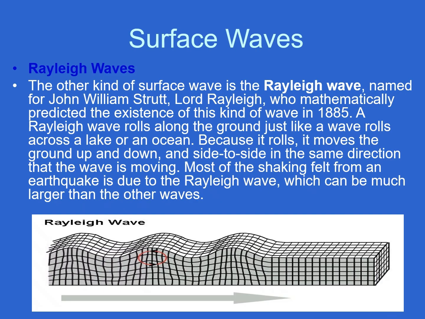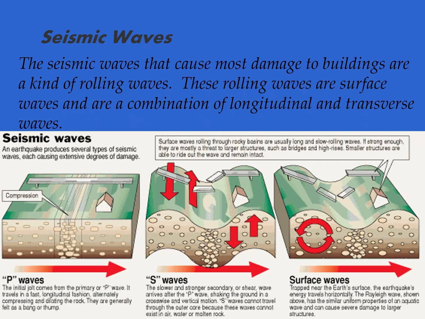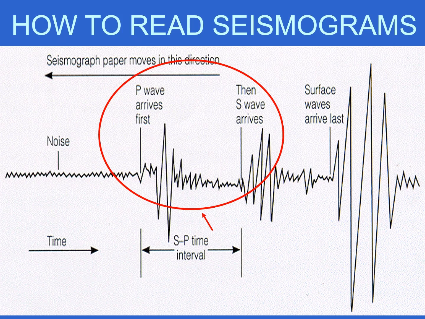Seismographs record the arrival of different waves. First, the P wave, then the S wave, and lastly, the surface wave. The time between the P and S wave arrivals helps us determine how far away the quake occurred.